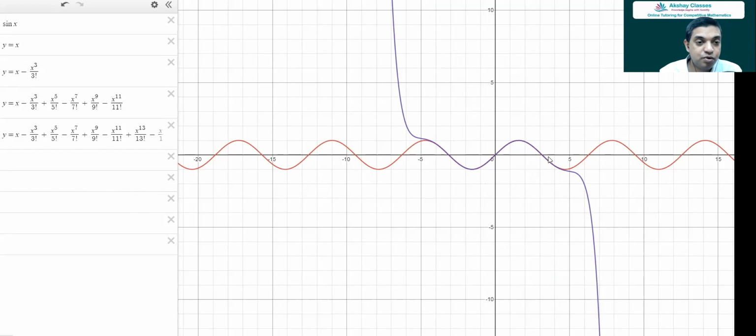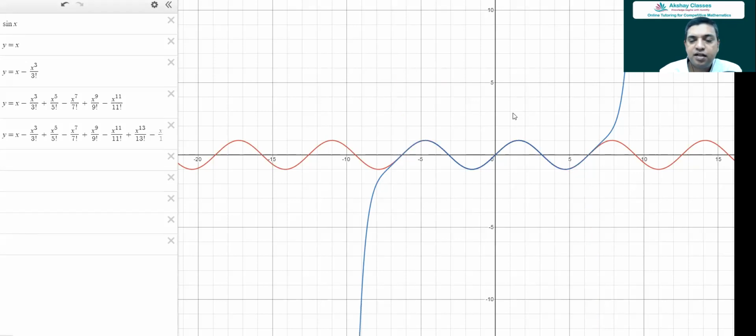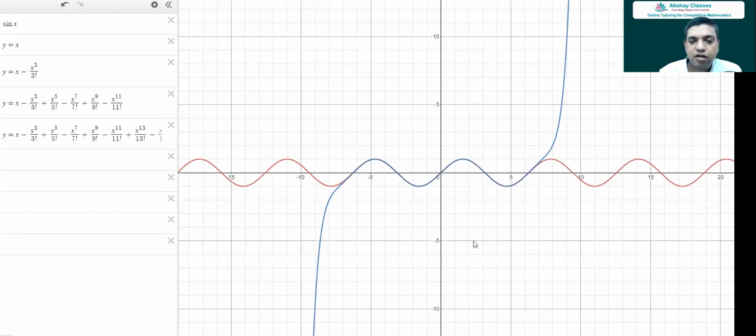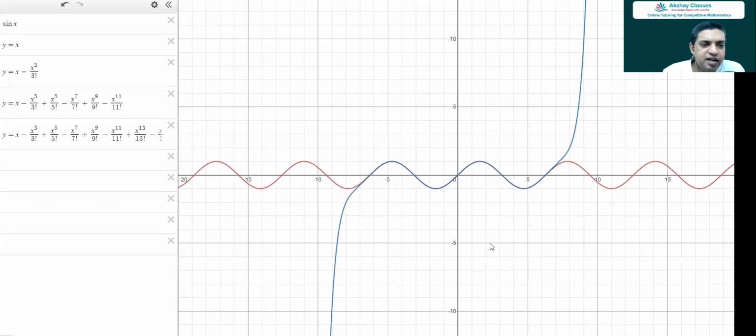Now you see here, the curves match more closely. And here I have another two terms, x power 13 by 13 factorial and x power 15 by 15 factorial. And you see, there is more overlap. So like that, as n tends to infinity, you keep adding the terms in the Maclaurin series. This merges with the sin x curve.